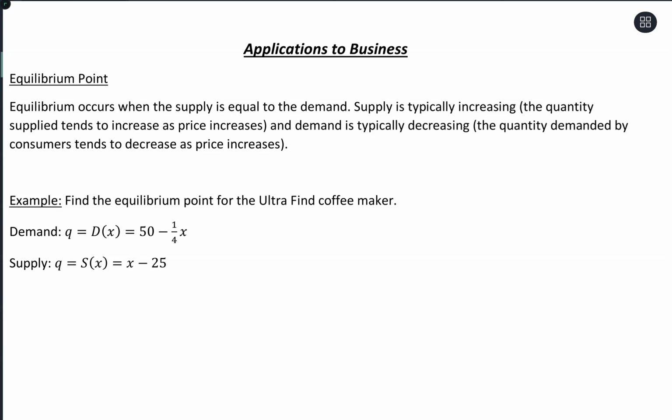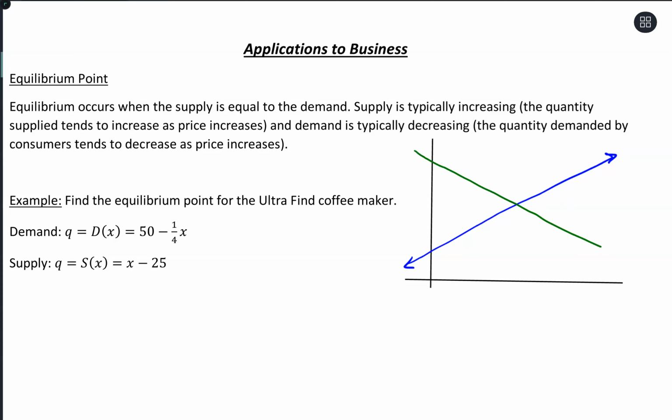If we had a graph of supply and demand, something like this, supply is typically increasing, so the quantity tends to increase as price increases. And then demand tends to decrease, so as the price increases, the quantity demanded tends to decrease. Where they cross each other is the equilibrium point, where supply and demand are the same.